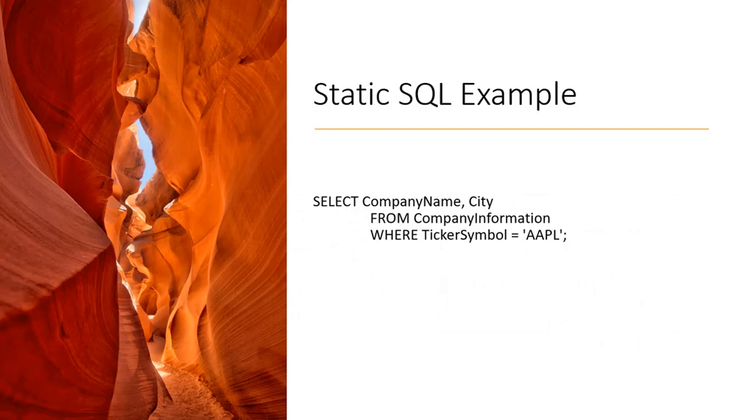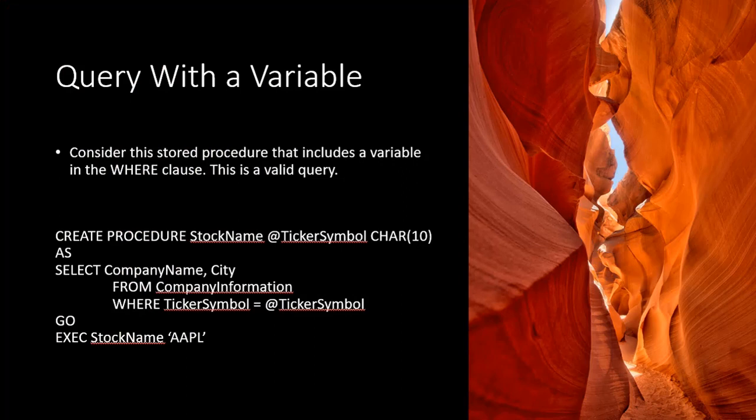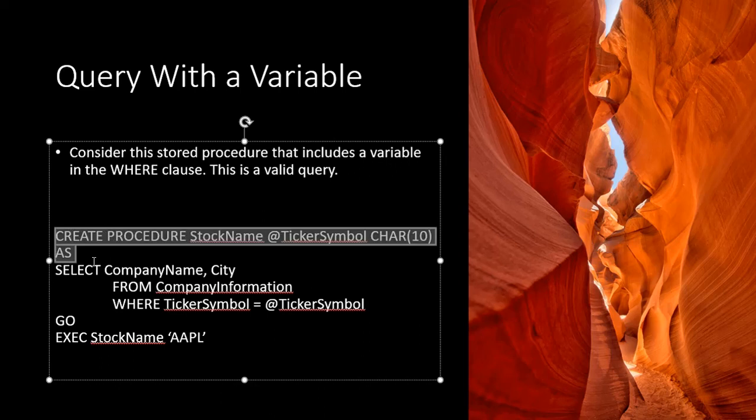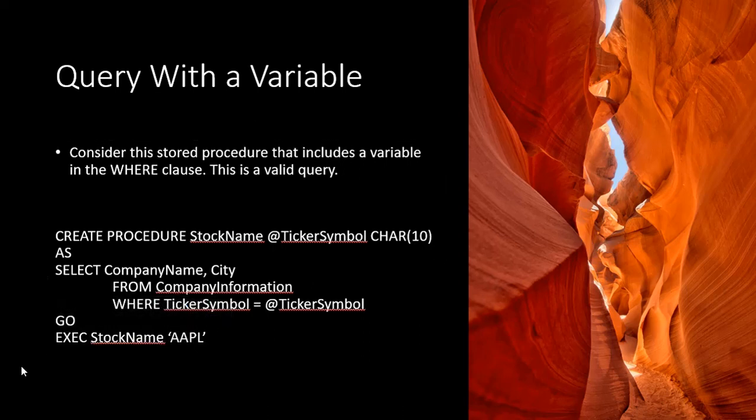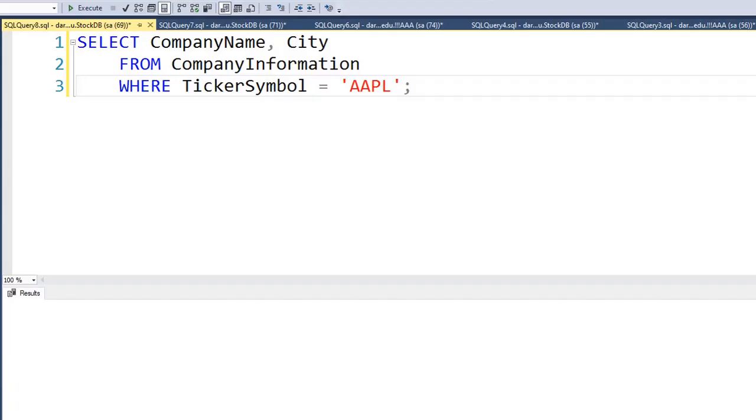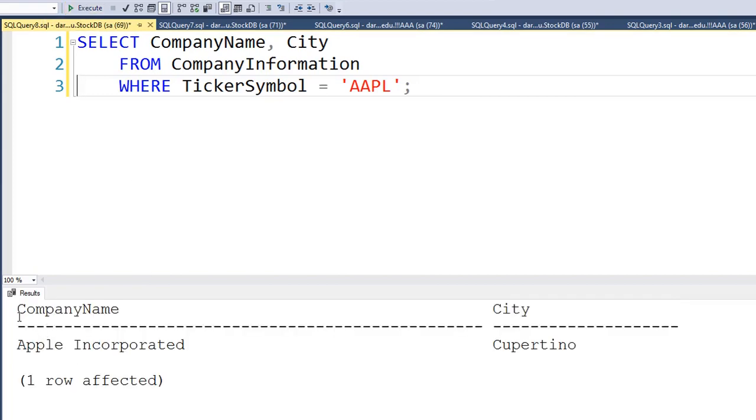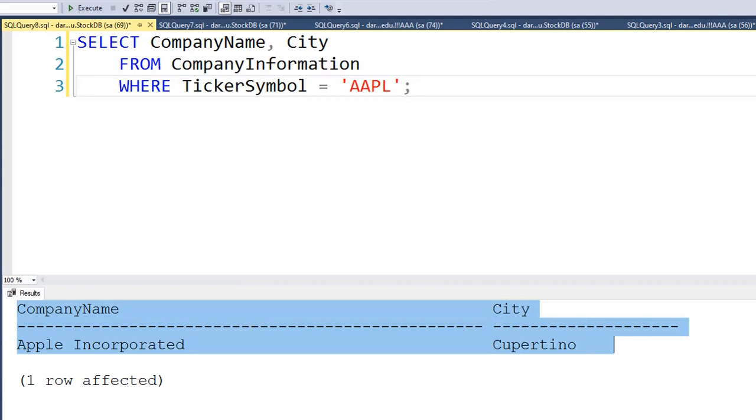Here's an example of basic normal static SQL. We look to select the company name and the city from the company information table where ticker symbol equals Apple. Here we're creating a stored procedure that is going to take one parameter, and that's the ticker symbol. So we create procedure stock name. Here it is. And we have one variable, @ticker symbol. After we run the stored procedure, we can execute this portion, which is the stock name, and that's AAPL for Apple. So let's execute those two queries. And here again is the static SQL for Apple. We execute it. Notice that we have the company name, Apple Incorporated, in Cupertino, California.